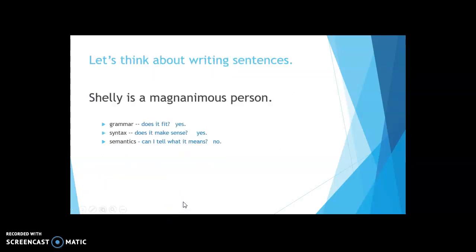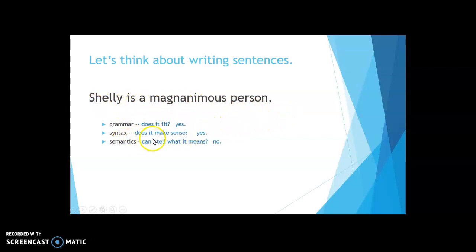So let's think about writing sentences. I have a sentence here using one of the words from our word list. This sentence is, Shelley is a magnanimous person. Now, if I don't know Shelley and I don't know what magnanimous means, it might be difficult for me to know what this sentence means because I don't have a lot of context. So does the sentence have good grammar? Absolutely. Shelley is a magnanimous person begins with a subject and a verb, and then I have a direct object.